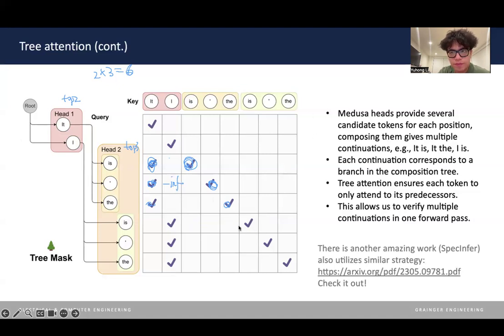Yep. So basically, if we have the top 2 plus the top 3, then the total additional tokens we need to add is 2 plus 2 times 3. Okay, and there are 8 tokens we need to add here. So this is how we create this map for constructing top 2, top 3 trees.